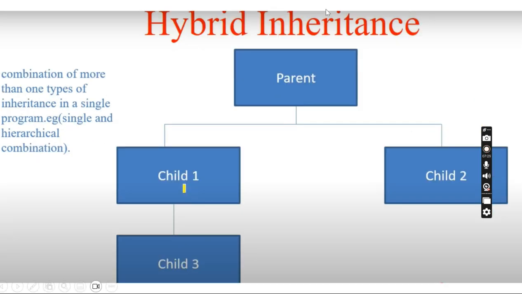Then we have hybrid inheritance. Hybrid inheritance is a combination of hierarchical inheritance and others. If you see, we have Child 1 and Child 2 that both inherit the properties from the Parent. Just now we discussed that this is called hierarchical inheritance. Then we have Child 3 and Child 1, where Child 3 inherits the properties from Child 1. This we already discussed as single level inheritance. So hybrid inheritance is nothing but a combination of single level inheritance and hierarchical inheritance.